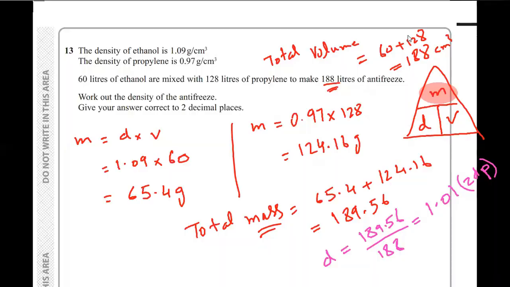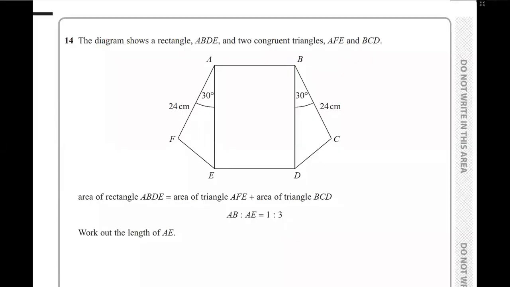Naman is going to help me with question number 14. The diagram shows a rectangle ABCD and 2 congruent triangles AFE and BCD. The area of the rectangle ABCD is equal to the area of the triangle AFE plus the area of the triangle BCD. So basically, if you add the areas of those triangles, that will be equal to the area of that rectangle.